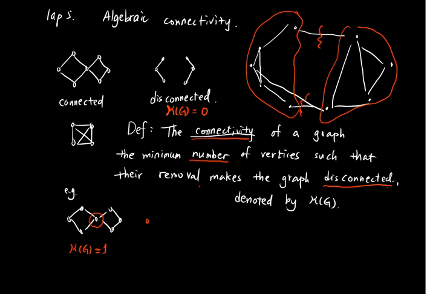In contrast, you can do a bit more. For example, this one seems more connected than the one on the left. The reason is, if you just take out one vertex, whichever vertex you took, it is still connected. However, if you take out two vertices at the same time, then you can make it disconnected. So the kappa of this graph is equal to 2.